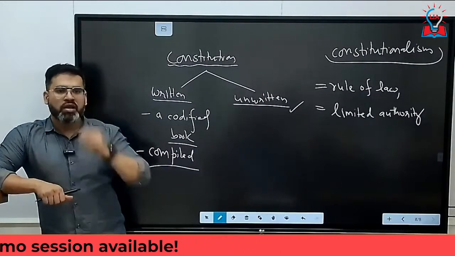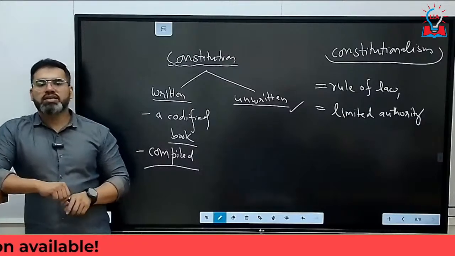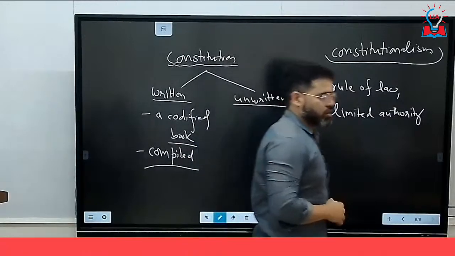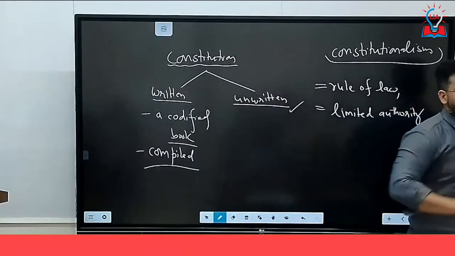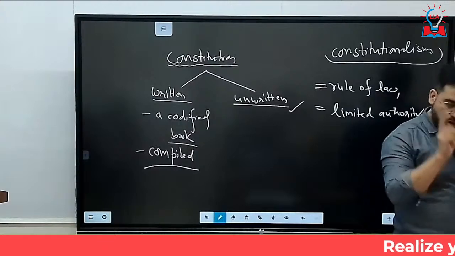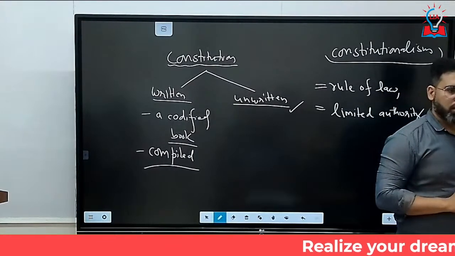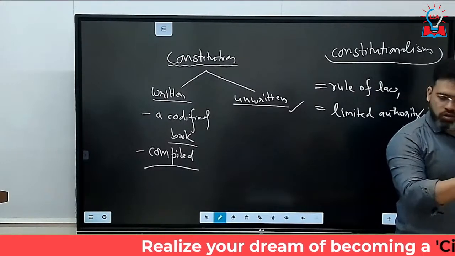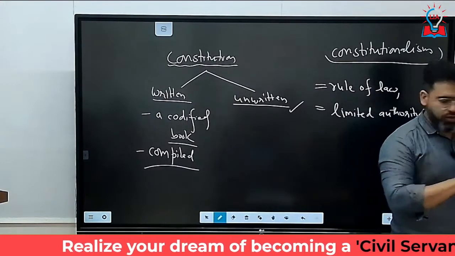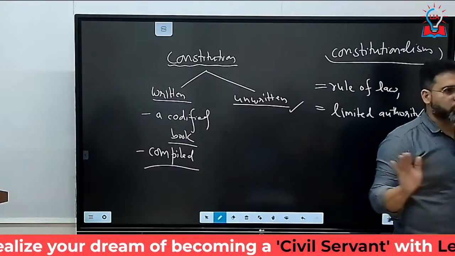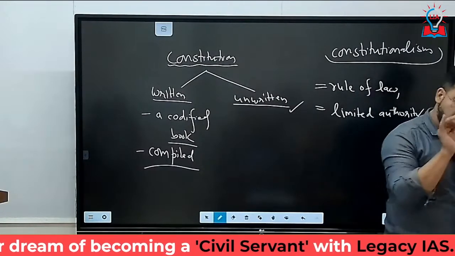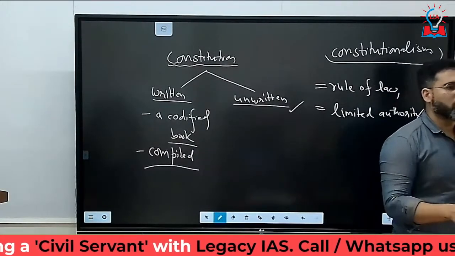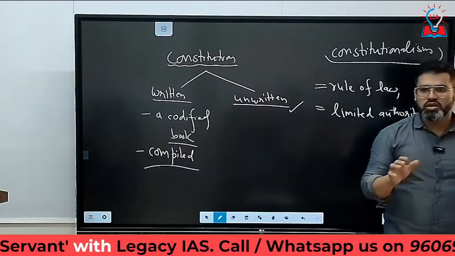Next, take those countries like the Middle East countries, for example Saudi Arabia and Qatar. They are also having a constitution, correct? But is constitutionalism there? No, it is not there. Rule of law is not proper there. Limited authority is not proper there. Even though a constitution is there, they call it the green book. The name is different, but constitutionalism is not there.